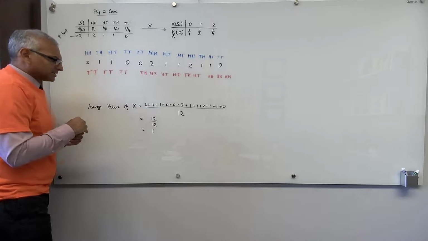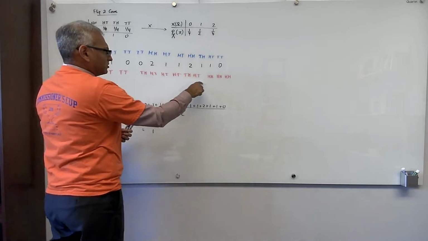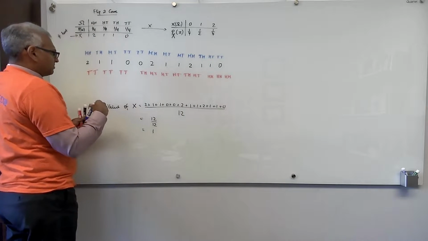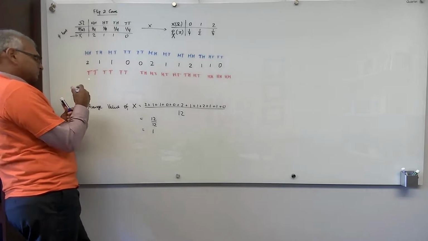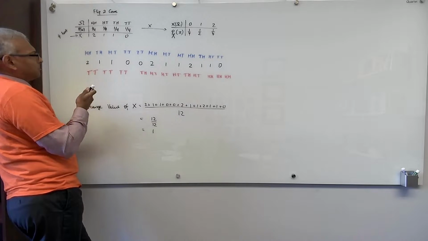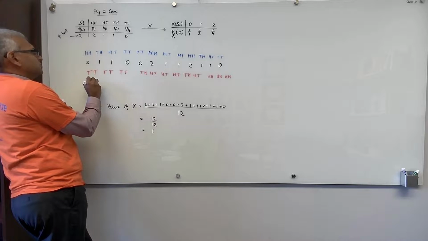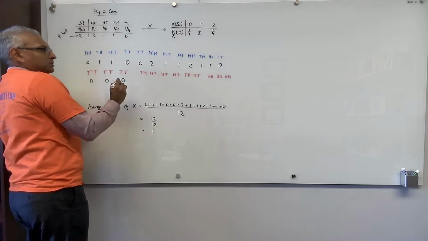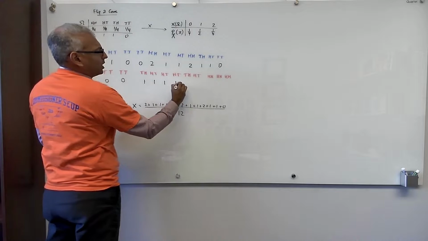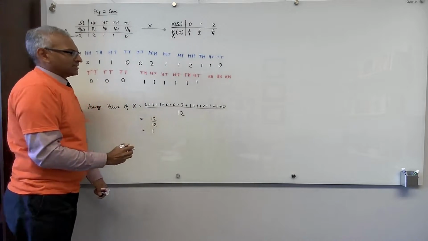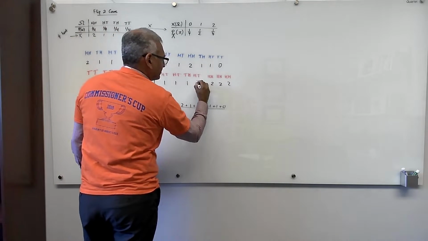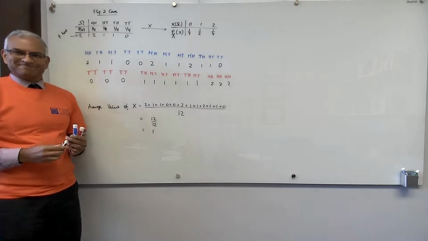So let me write down now the measurement for each outcome, and you will observe that the measurement is 0, 0, 0, then 1, 1, 1, 1, 1, 1. What's the measurement, the number of heads? 2, 2, 2. Anyone see how I've reordered the outcomes?